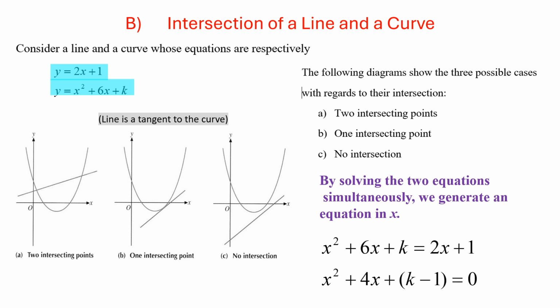Meaning, we need to let x squared plus 6x plus k equal to 2x plus 1. Simplify it. How do you simplify it? That means you bring your 2x plus 1 to the left hand side.